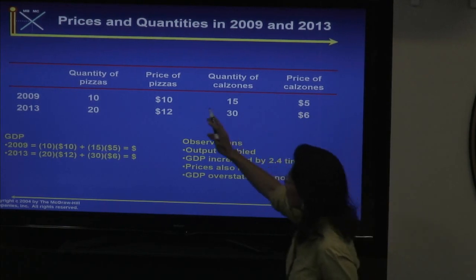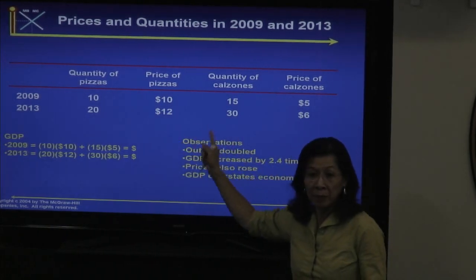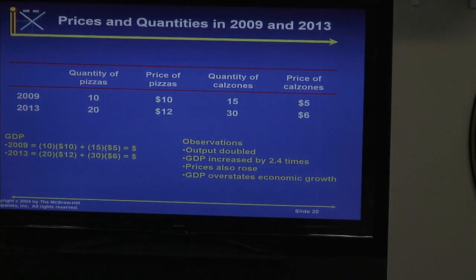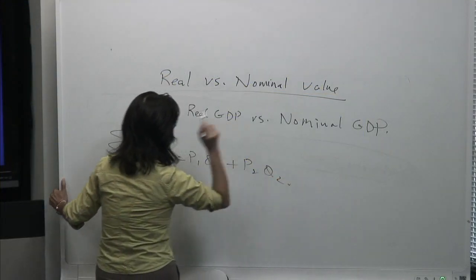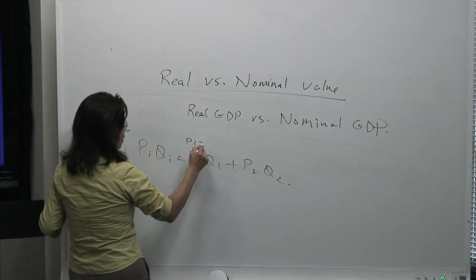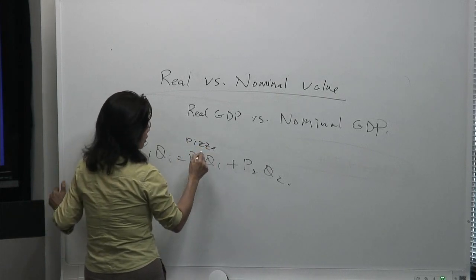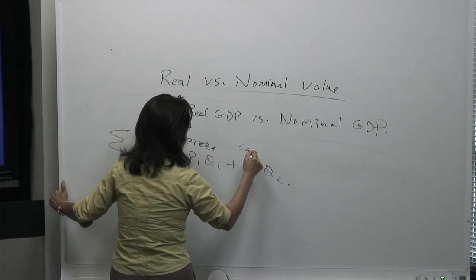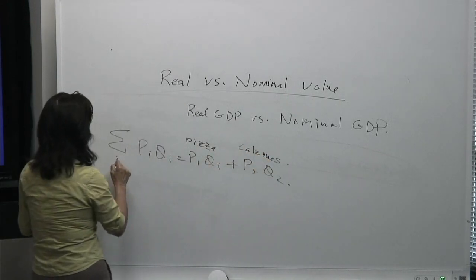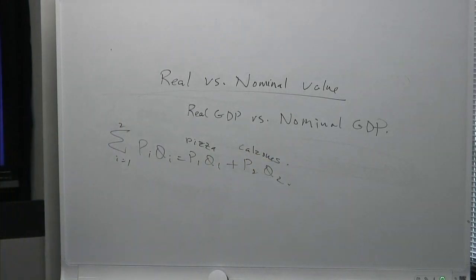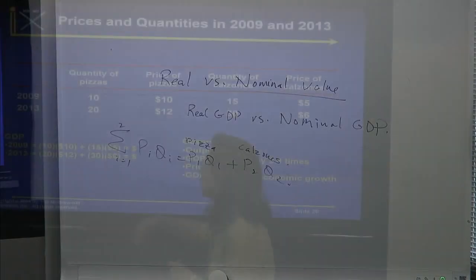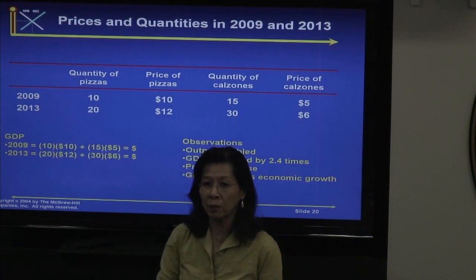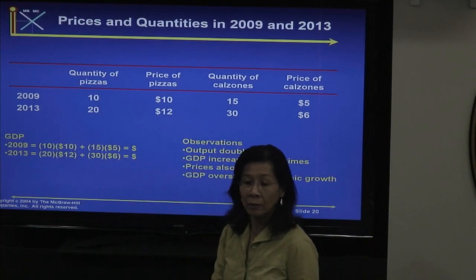Okay, so 2009. You're given the P times Q. Remember that equation I gave you before, right? In this case, you have the sum of PiQi equals P1Q1 plus P2Q2. Your product 1 is pizza, the product 2 is your calzones, and that goes from 1 to 2. We say in 2009, let's calculate the GDP in an economy in which you only produce 2 things. That's very simple.